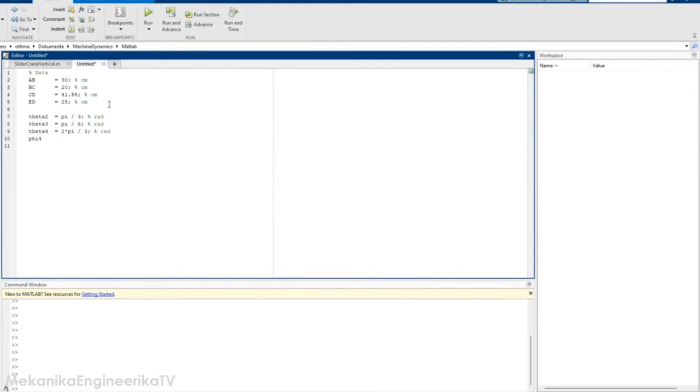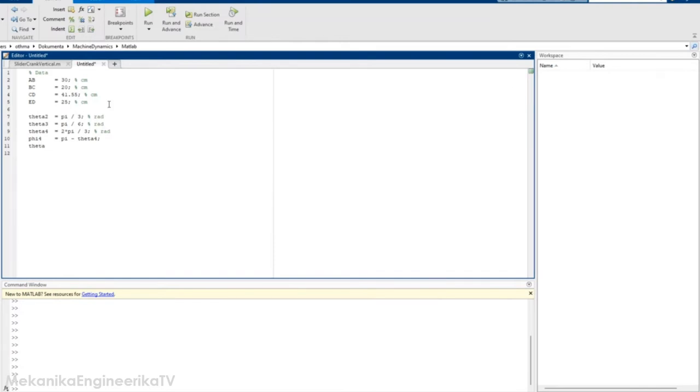Okay, I can put directly phi 4 is 60 degrees, but in case I change the value of theta 4, I will calculate it so it will change automatically. So it will be 180 pi minus theta 4. So these are the angles.